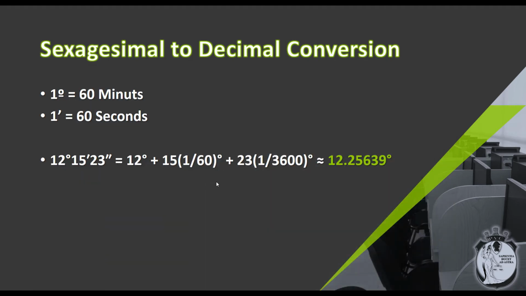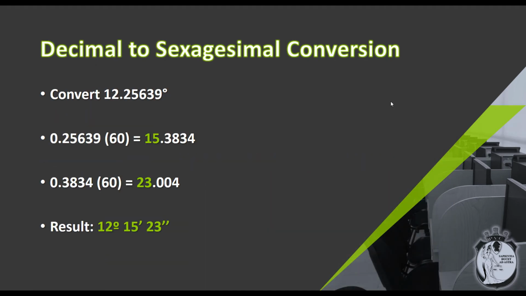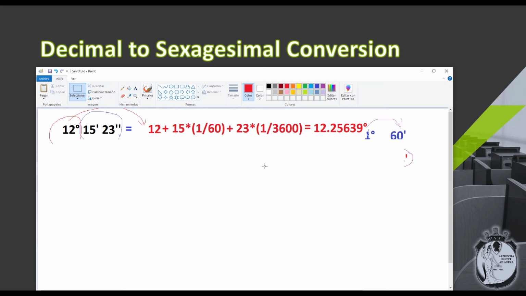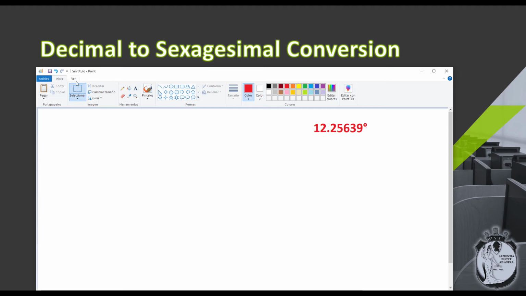Okay. And now we will convert the decimal to the sexagesimal notation. Again, I will use Paint. For that, I will use the same value. Why? Because I will check if it is a correct result. Yeah. For example, here this is a decimal notation. I will convert to the sexagesimal notation. And again, you need to use a rule of 3.